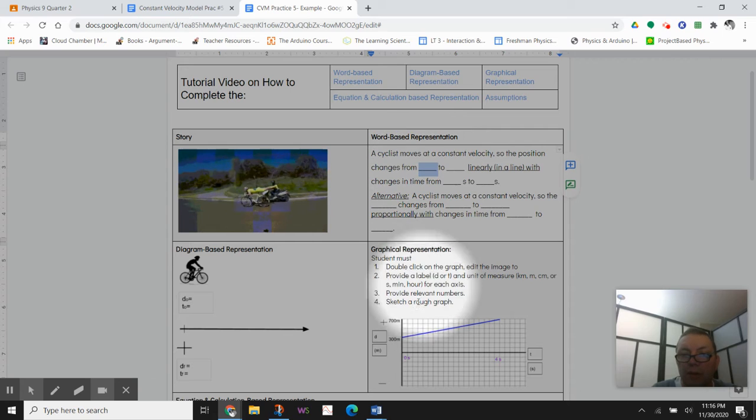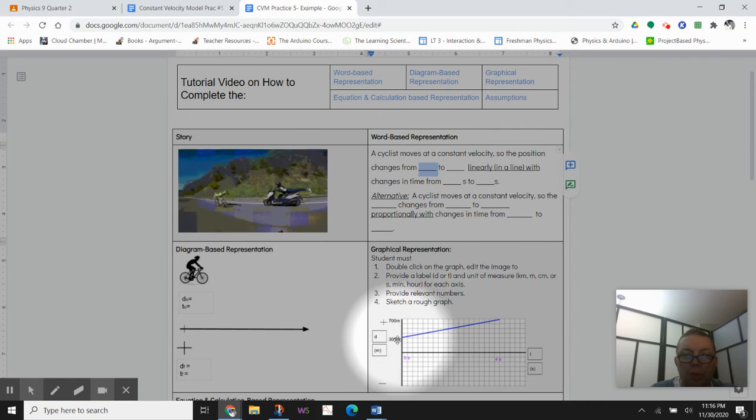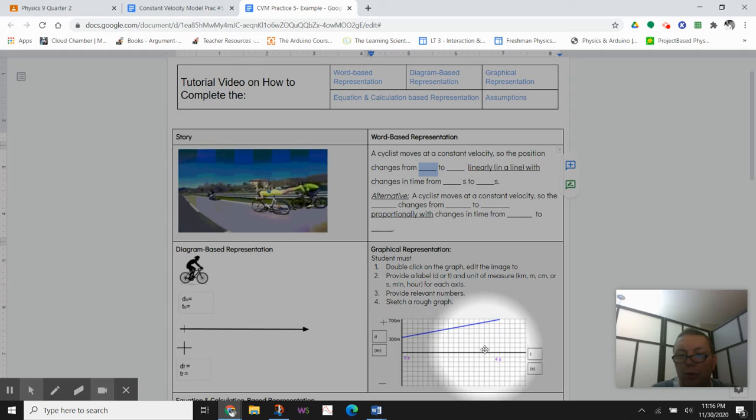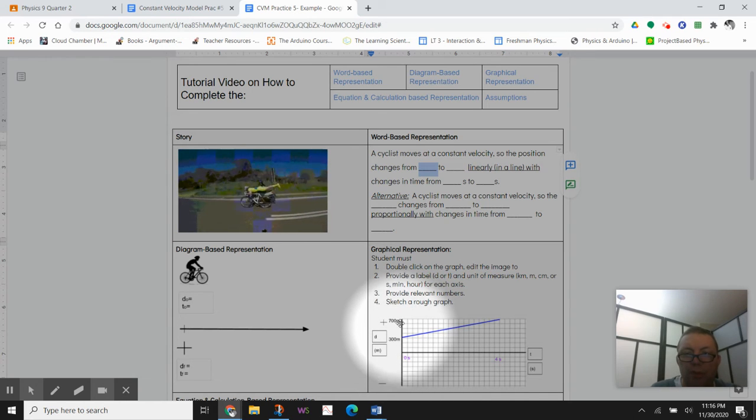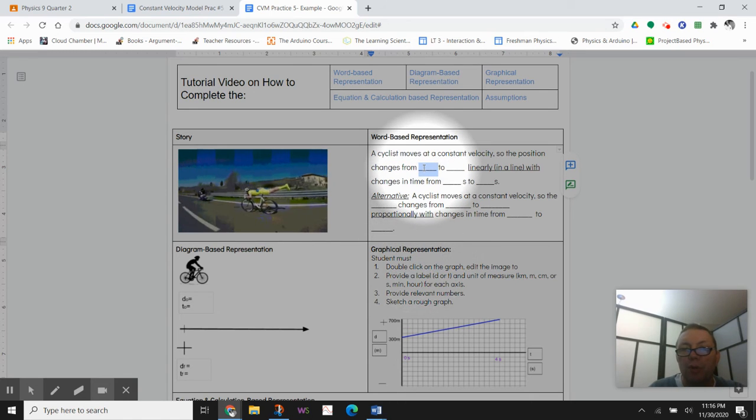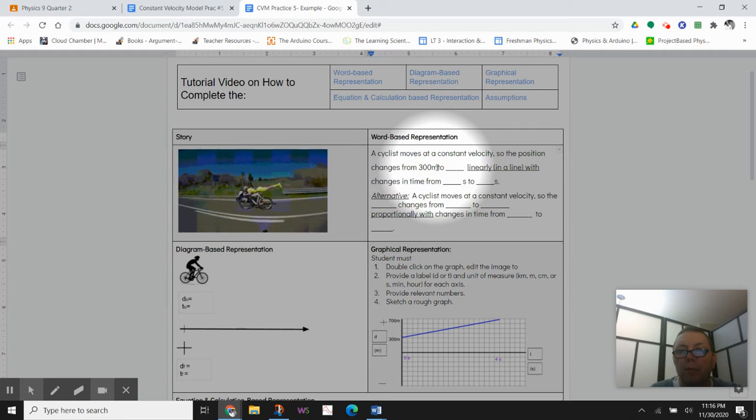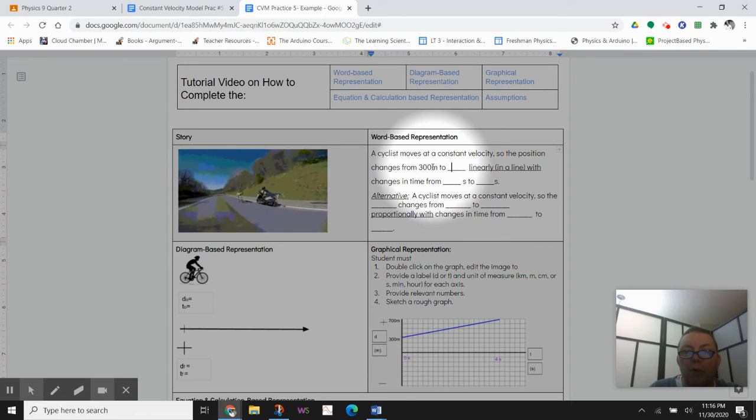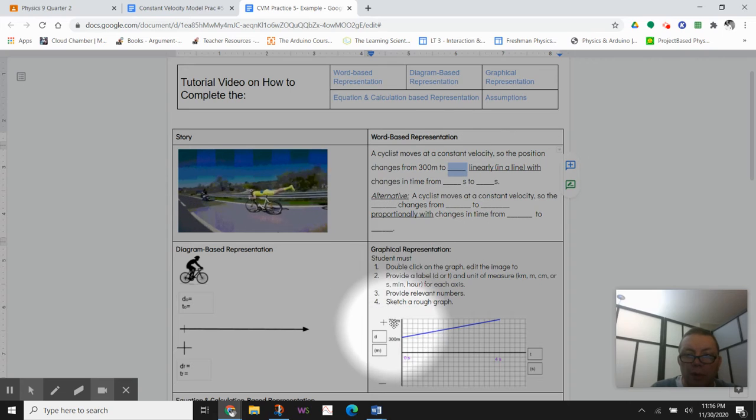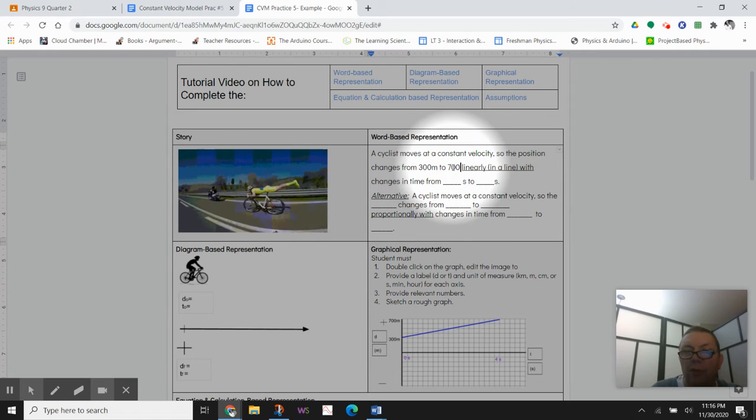So it changes from something to something. "From" is the starting value, and it looks like in this example we have the earliest in time. This left-right axis is time, so the earliest in time would be 0 seconds. As I go up, this is the positive direction, and that's the negative direction. So at 0 seconds, they're at 300 meters. I'm just going to go up here and say 300 meters. Then it goes from 300 meters and ends at 700 meters, so I'm just going to change that to 700 meters.